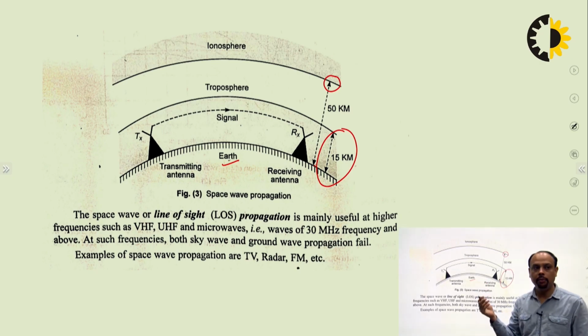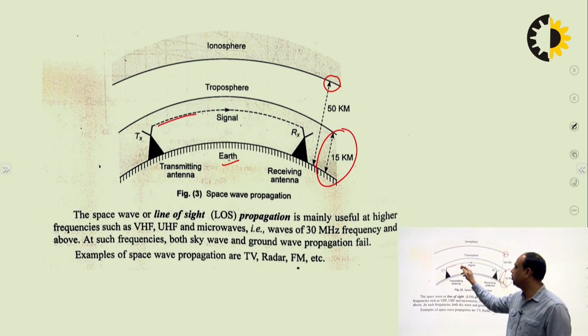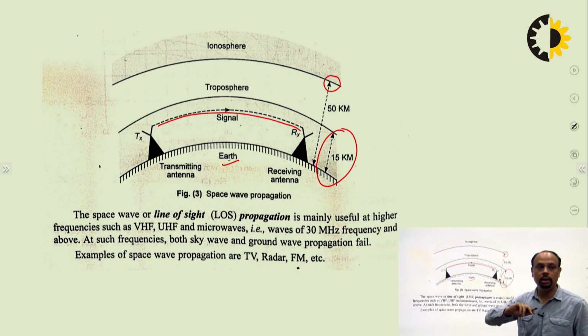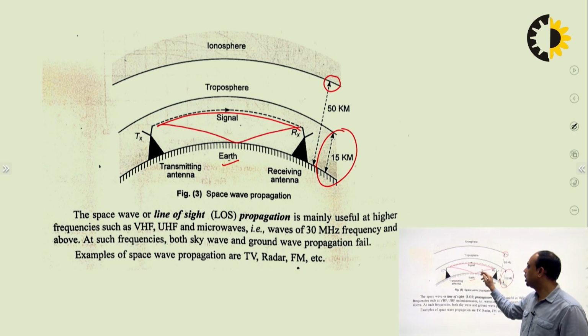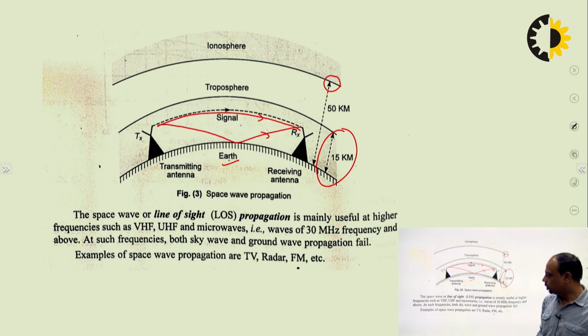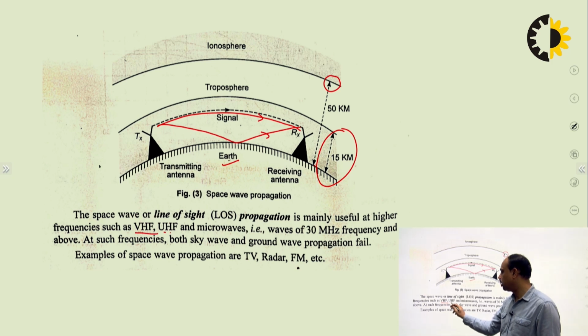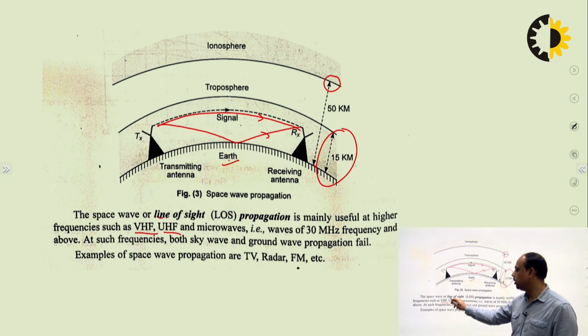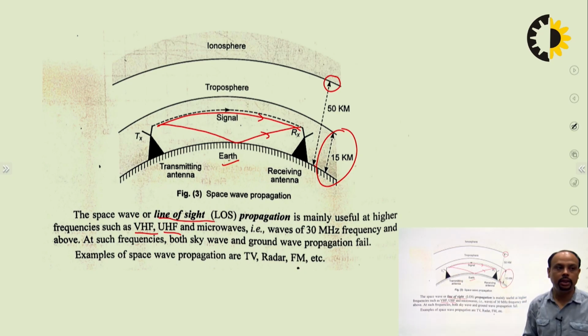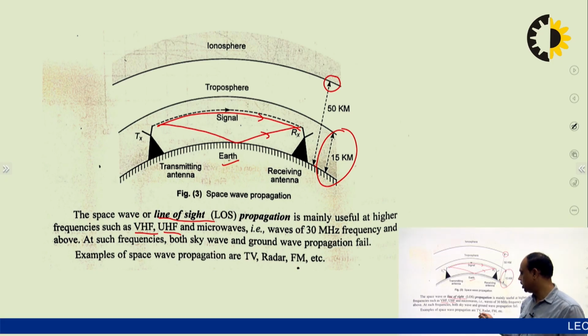So there are two types of wave. The wave is either transmitted from the transmitting antenna to the receiving antenna directly, or reflected from the ground to the receiving antenna. The frequency used is very high and ultra high frequency. The transmitting and receiving antenna must be in line of sight. Examples of space wave propagation that we generally use are TV, radar and FM radio.